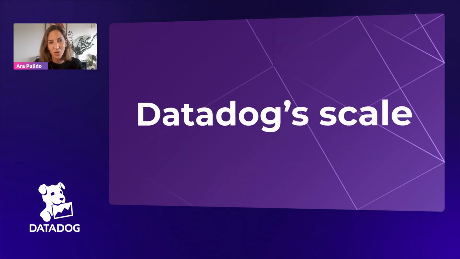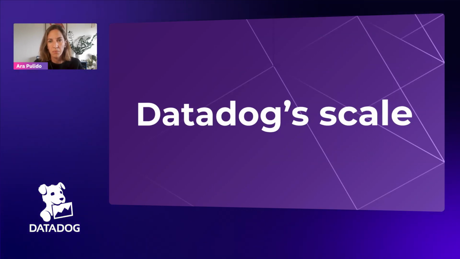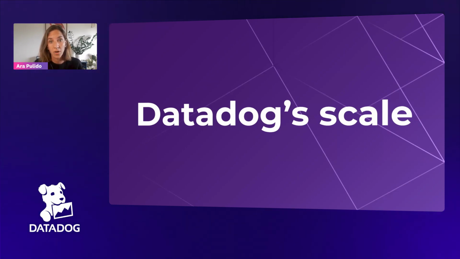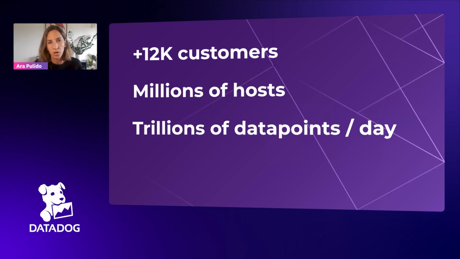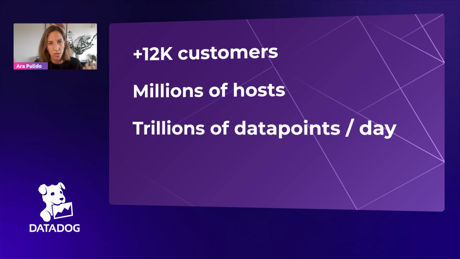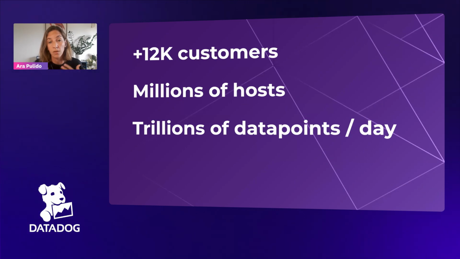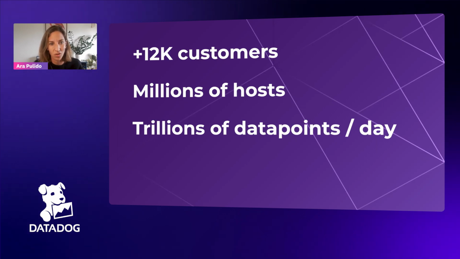Before we start with game days, we always like to talk a little bit about the scale that we run on, because some of the decisions that we've made while building Datadog are related to the scale. Some of these things will be perfectly applicable to your organization, and some depend on other things. We have more than 12,000 customers. We are a monitoring company, so we gather information from those companies. Those add up to millions of hosts, and that translates into trillions of data points per day that we need to process. So that's more or less what Datadog is internally.